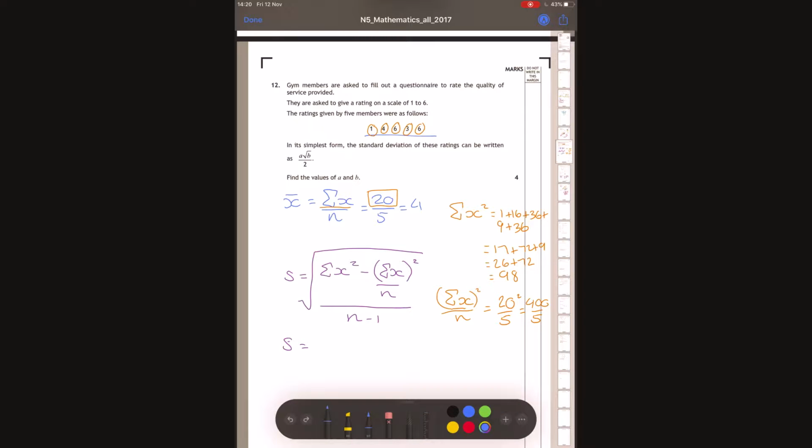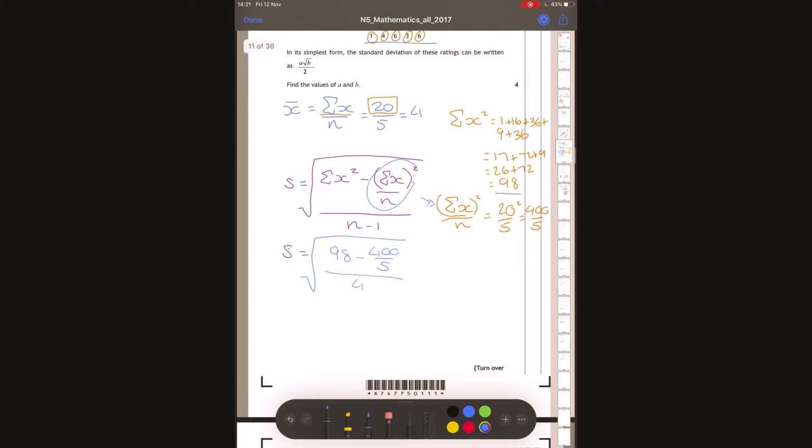So sigma x squared we knew is 98. And then this section is 400 over 5, all over n, which we knew is 5, minus 1 is 4, all over one big square root. Moving down on the page, let's work this out. What is 400 divided by 5? 80. So we have 98 minus 80 over 4, all under square root. So S is equal to the square root of 18 over 4.